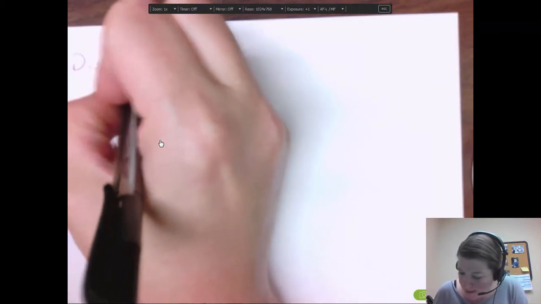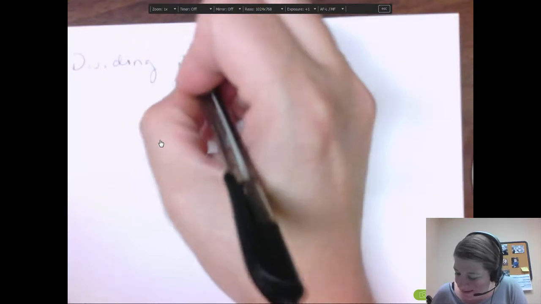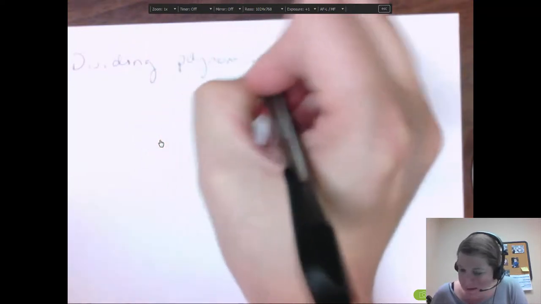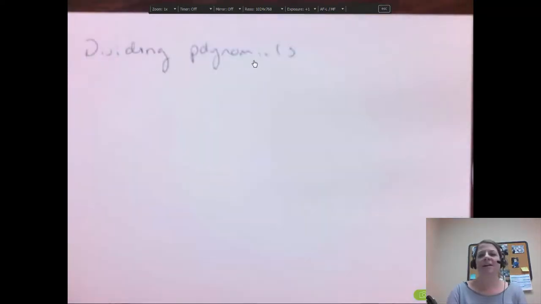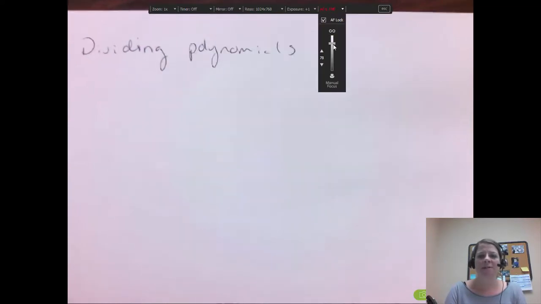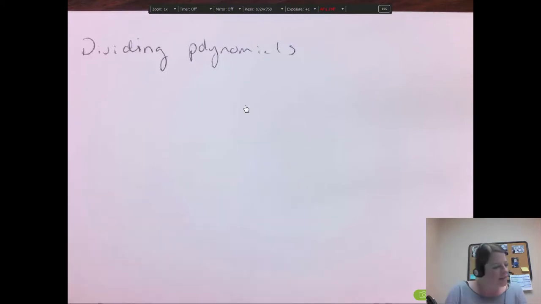I can't write an I today. All right, so let's start with some easier division ones. I don't know why this always is out of blur when I first start. Okay, so let's look at some easier ones.